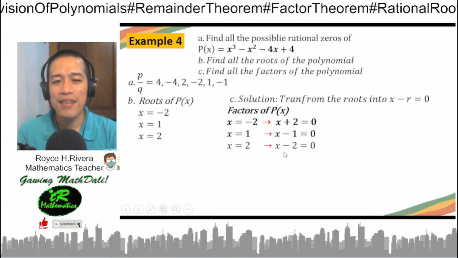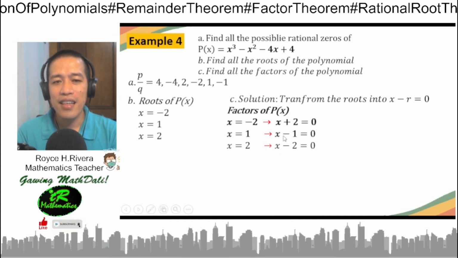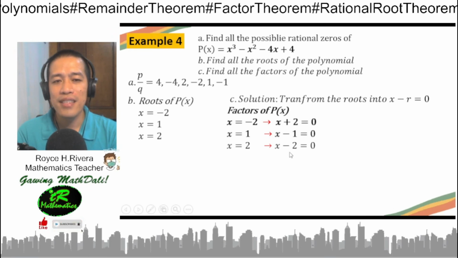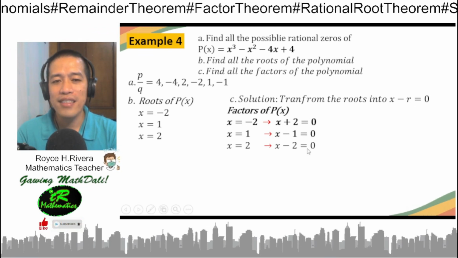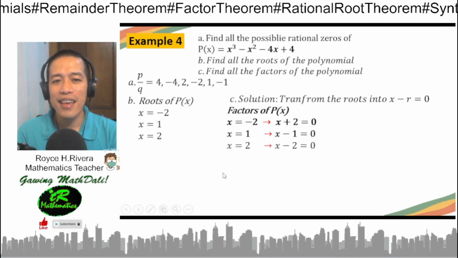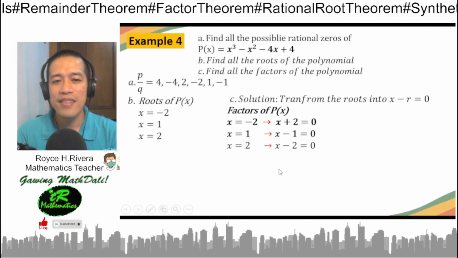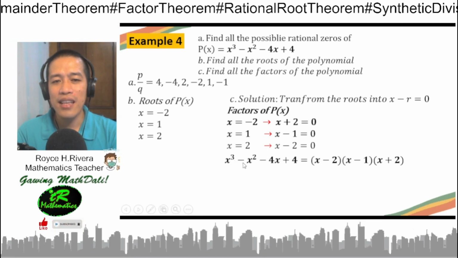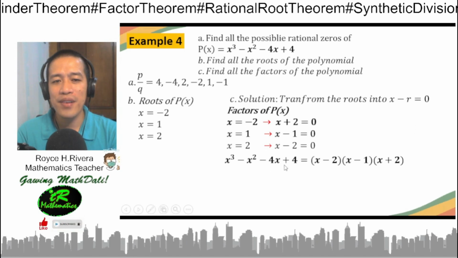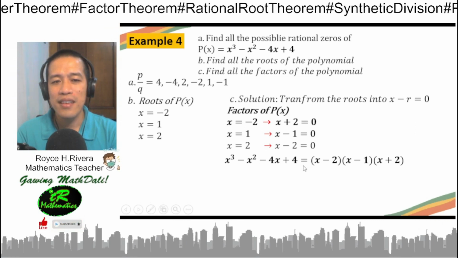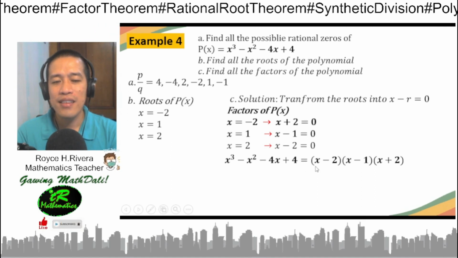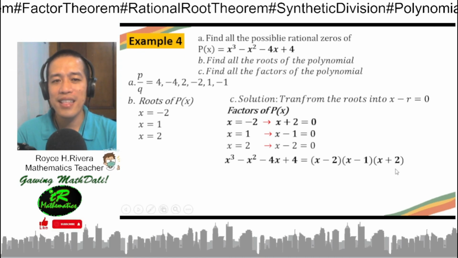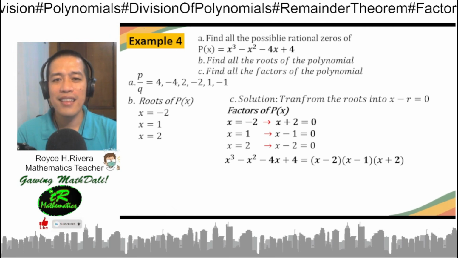A while ago, we have verified that x plus 2, x minus 1, and x minus 2 by synthetic division will give us 0 remainder. And by factor theorem, we can say that the polynomial x raised to 3 minus x squared minus 4x plus 4 is equal to the product of the factors x minus 2 times the quantity x minus 1 times the quantity x plus 2. And that ends our discussion.